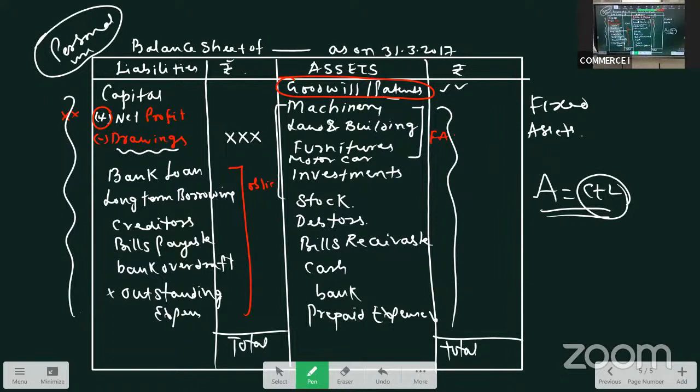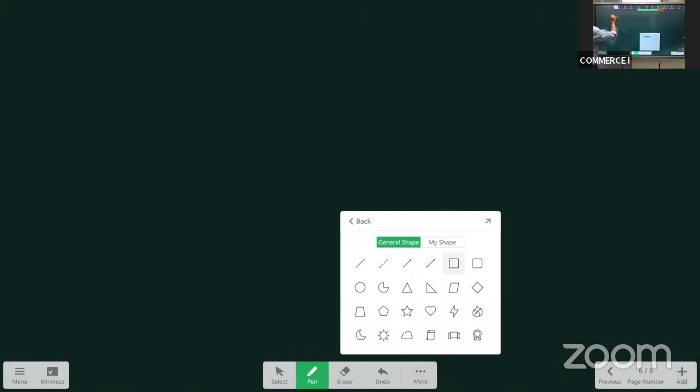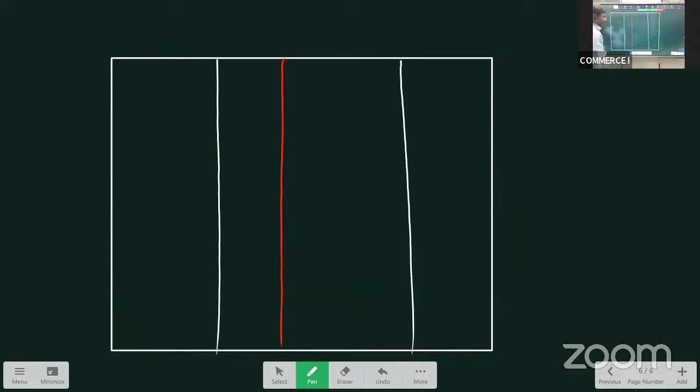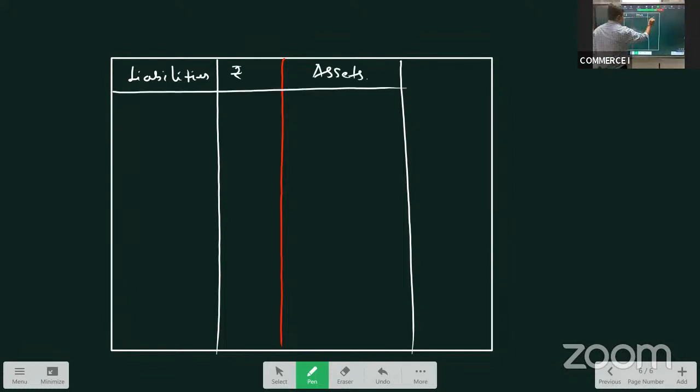Page number 273, question number 11. What are we doing? We are preparing a balance sheet. Left hand side is called the liability side. Right hand side is called the assets side. Our liabilities should be equal to assets. Total of liabilities should be equal to total of assets.